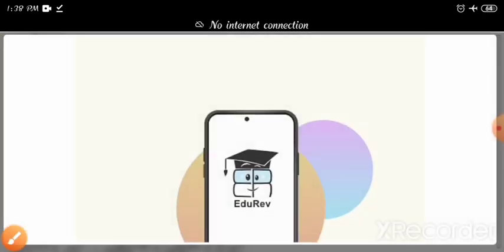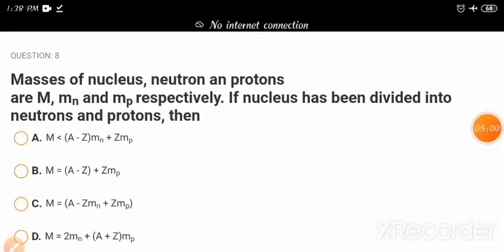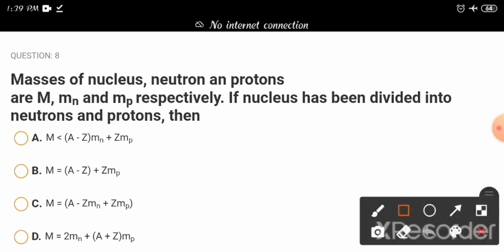Now friends, the next question, question number 8: masses of nucleus, neutron and proton are m, mn and mp respectively. The nucleus has been divided into neutrons and protons, then the options are A, B, C, D. Which one is correct, friends? Option number A: m is less than (A minus Z) mn plus Z mp.